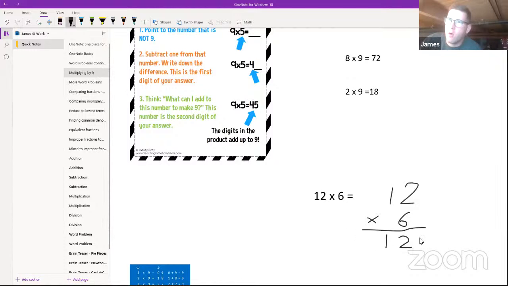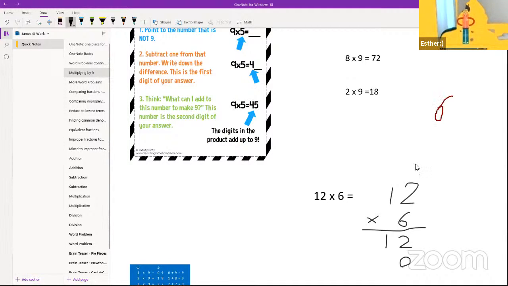So first we write in this row what the 6 times the ones place is, which is 12. Then we put a 0 down here for the tens place. And we'll multiply 6 times 1 and put the answer right here under the 1. So what's 6 times 1? 6 times 1 is 6.